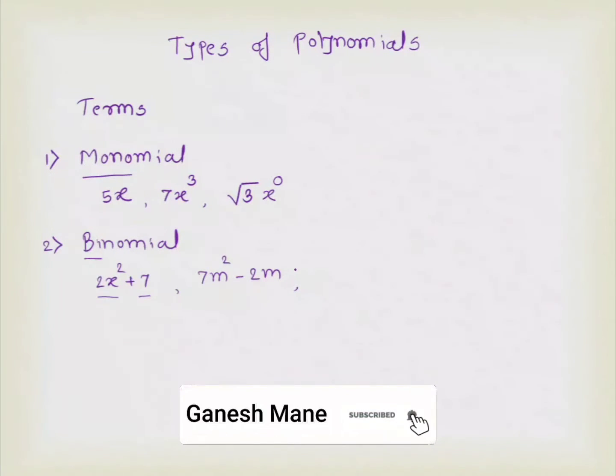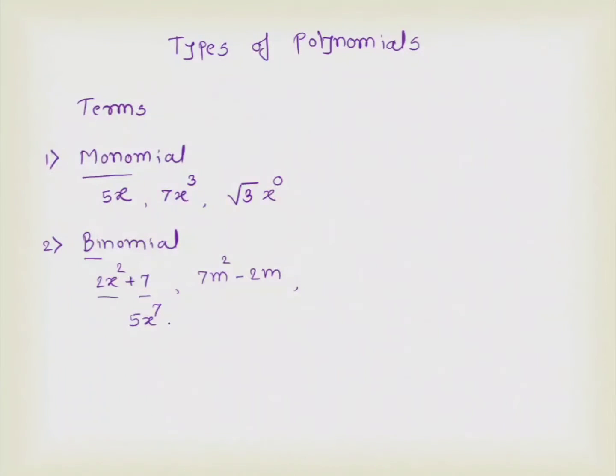Or if we have another example, 5x raised to 7 plus 7x raised to 50. In this example also there are two terms, that's why it is also a binomial. Now one thing we should note here, that the degree of the polynomial doesn't matter. Whatever the degree of the polynomial is, we are only dealing with how many terms the polynomial contains. If it has two terms, then it is called a binomial.